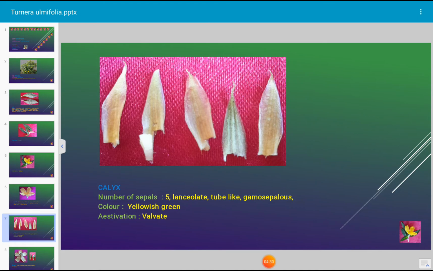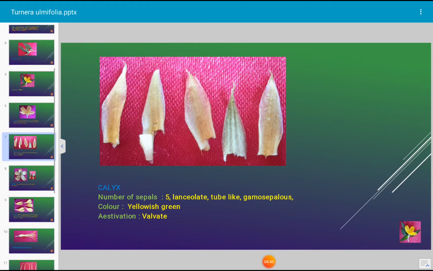Color of the sepal is yellowish green and aestivation is valvate. The sepal edges are situated opposite to each other. Okay. Aestivation is valvate.